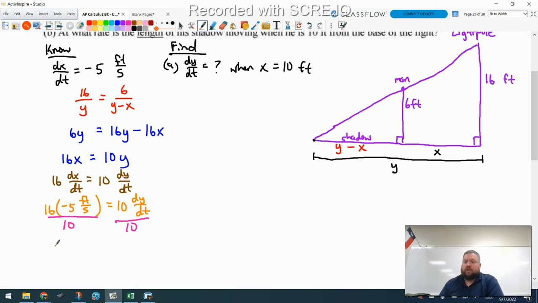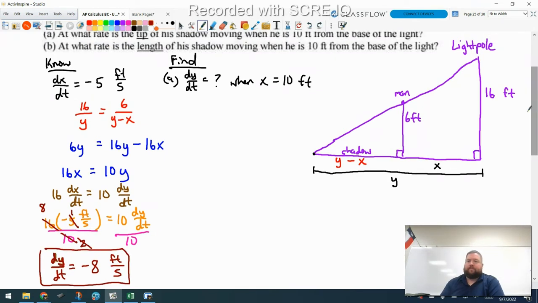So dy over dt is equal to, 10 and 5 gives me a 1 and a 2, and then 2 and 16 gives me an 8. So I have 8 times negative 1 feet per second, negative 8 feet per second.